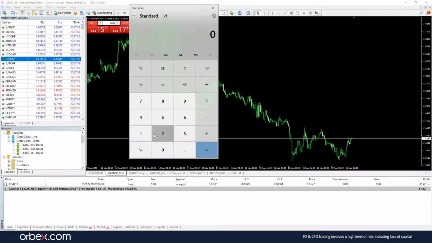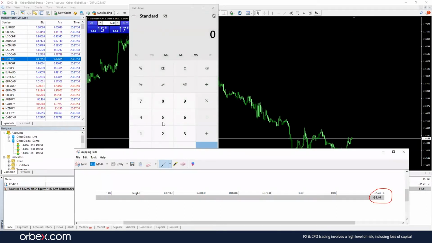So let's see now from our example here. 0.87661 minus 0.87630 equals 3.1 pips. So 3.1, multiply that by the pip amount, which was approximately 11.40, let's say, and then multiply that by 1, which is the lot amount, and 35.40. Okay, we got a little bit off because probably the price here is a bit different from my market watch, but that's how we calculate the quote pairs with the pound on it.